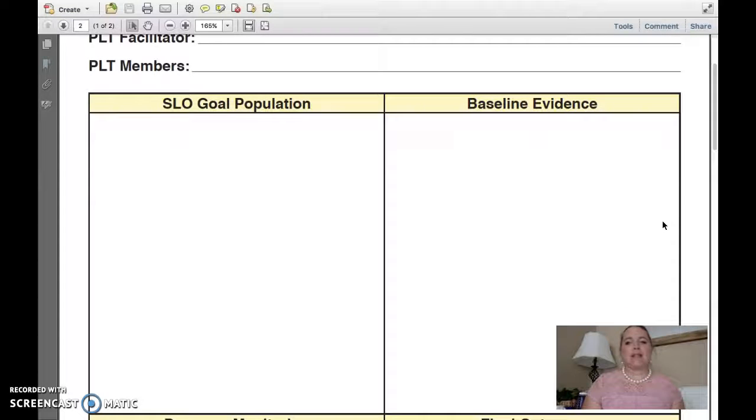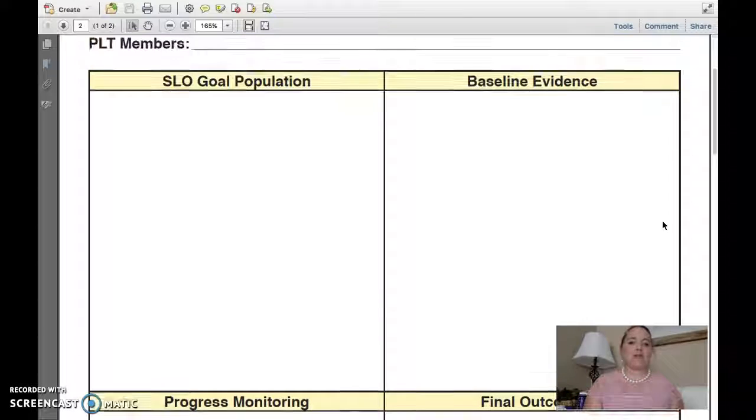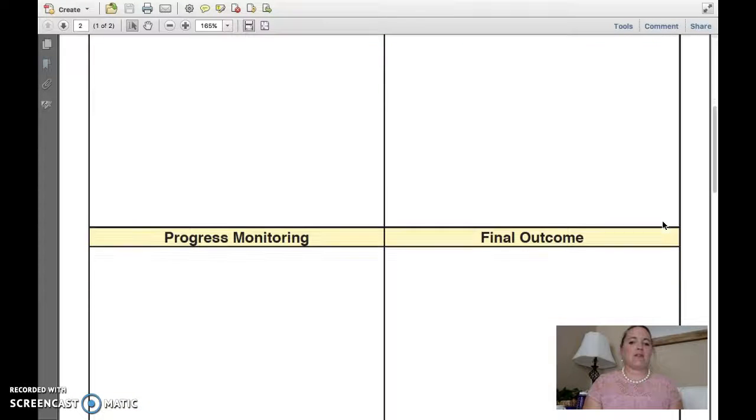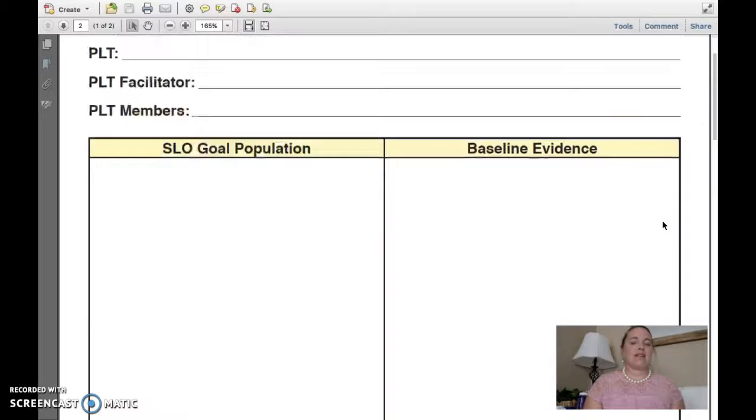I basically took those questions and broke them down into a chart for the PLTs to work with during teacher work week. So this is page 1 of my chart, where they would be looking at this and filling in the information, something they would be able to use throughout the year.